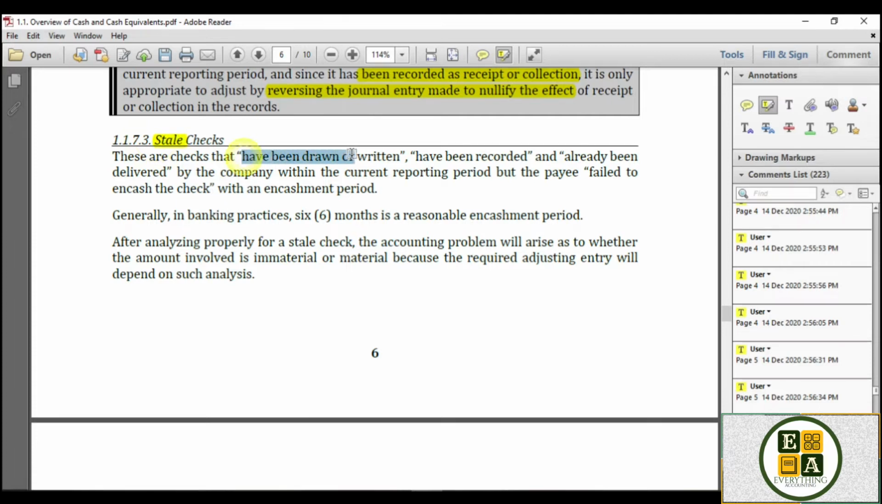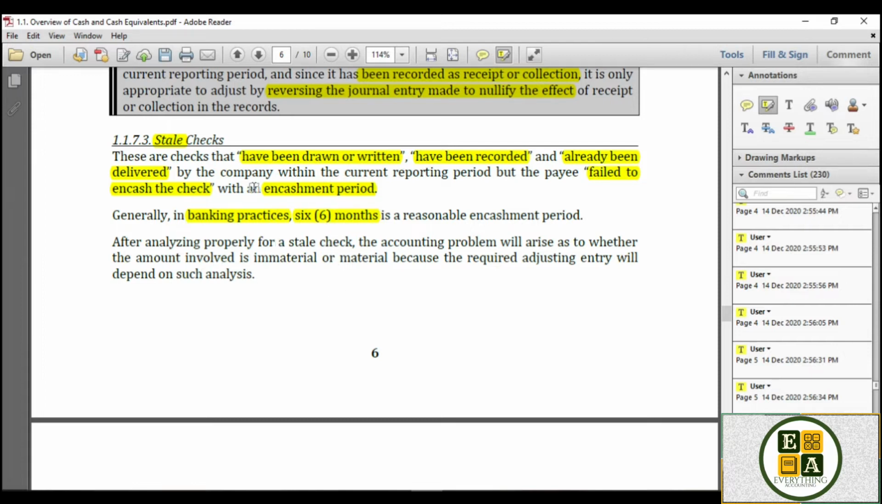These are checks that have been drawn or written, na i-record, na i-deliver. Okay? However, yung pinagbigyan natin ng cheque or yung recipient, payee or yung holder failed to encash the check within the encashment period. For your information, kapag nag-i-issue po tayo ng check, meron pong specific encashment period. General banking practice sa mga bangko, 6 months po yung maximum or reasonable na encashment period. Conceptually, sa mga books, mababasa nyo, 6 months. Okay?